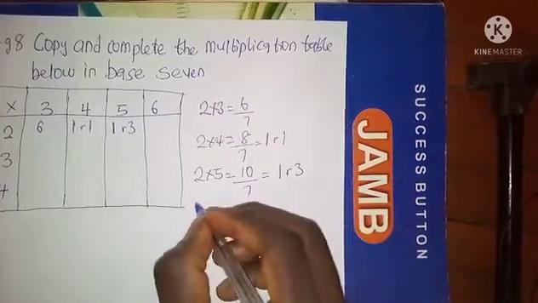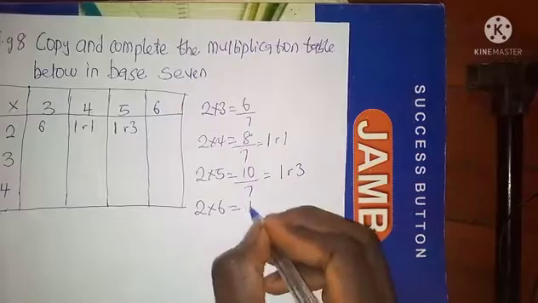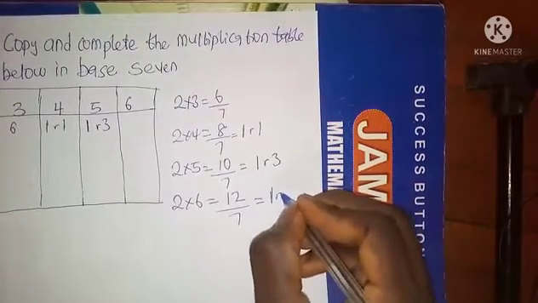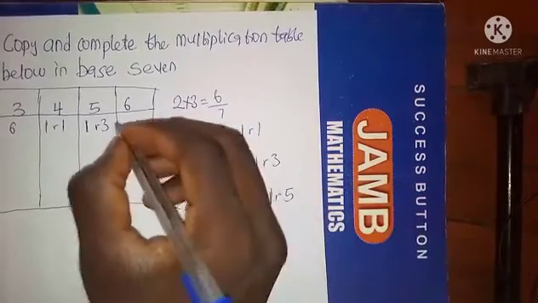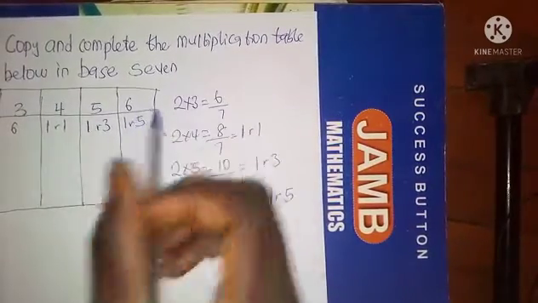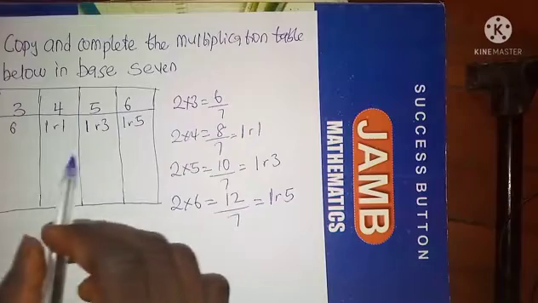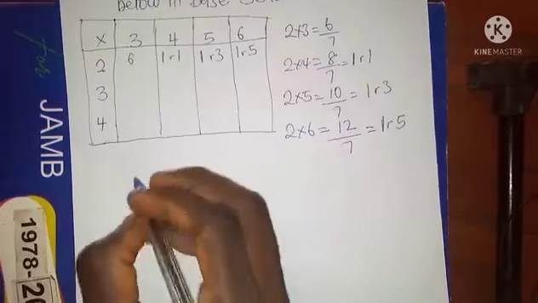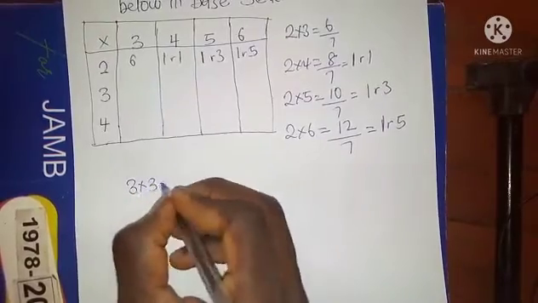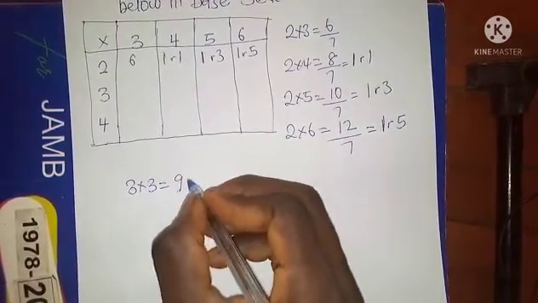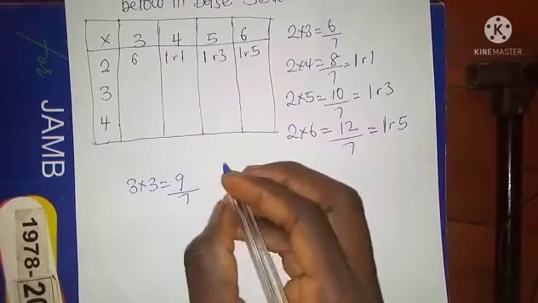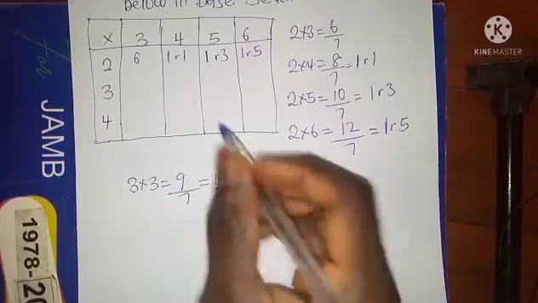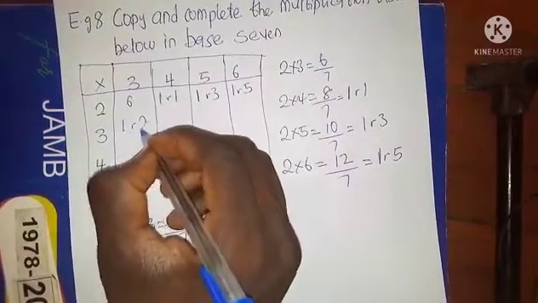So 2 times 6, you are going to have 12 divided by 7, and this is 1 remainder 5. So you write 1 remainder 5. So we are done with the first one. So we are moving to the second part, where we are going to have 3 multiplied by 3, which is equal to 9. So 9 divided by 7 is equal to 1 remainder 2. So you write 1 remainder 2 here.